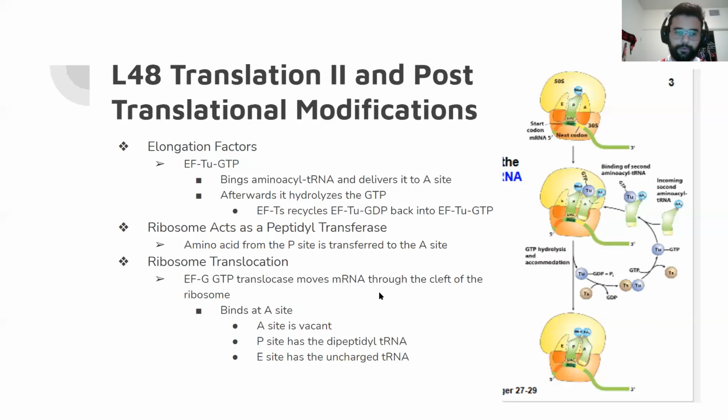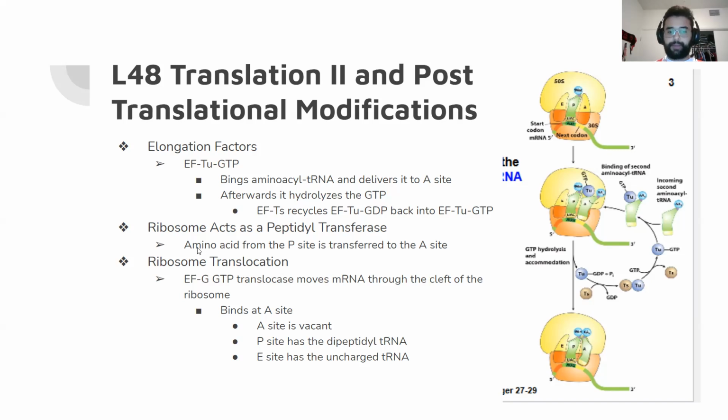Okay. So starting off with lecture 48. After lecture 47, we were talking about the initiation of translation. So now this is the elongation of translation, right? Elongation of our peptide bond. Our elongation factors are going to be bringing in our aminoacyl tRNAs that are going to be delivered to the A site. Afterwards, it hydrolyzes the GTP that's involved with our elongation factor. Our actual elongation factors are recycled by another elongation factor. So it's a whole cycle of elongation factors maintaining the proper mechanism of the ribosome.